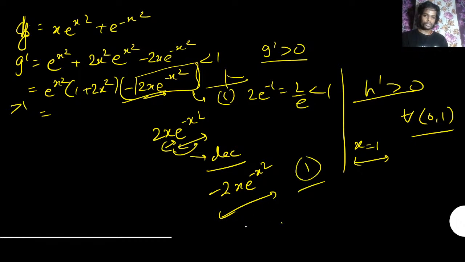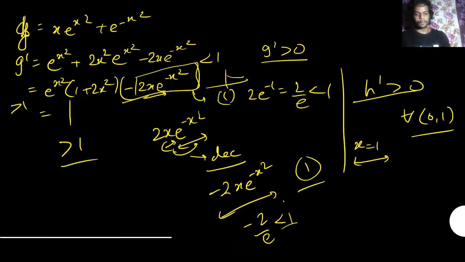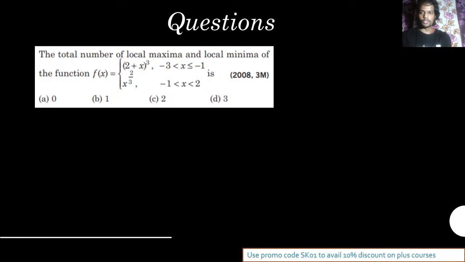That would be equal to minus 2 upon e, which is again less than 1, and this function is always greater than 1. So greater than 1 minus less than 1 is always positive. Anyway, that's how we prove it. So let's move on to the next question.